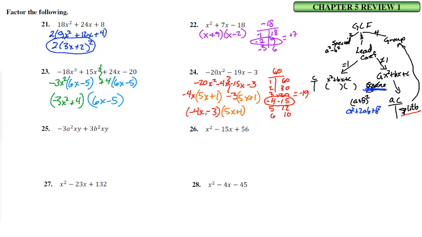So you could write it like this if you wanted to pull a negative 1 out of this factor here and have a negative 1 and then 4x plus 3, 5x plus 1. That would be all right. Excellent. Number 25.